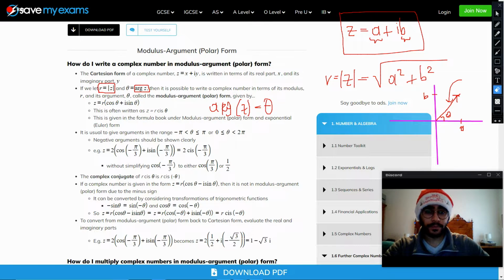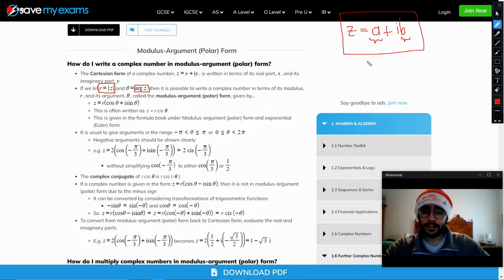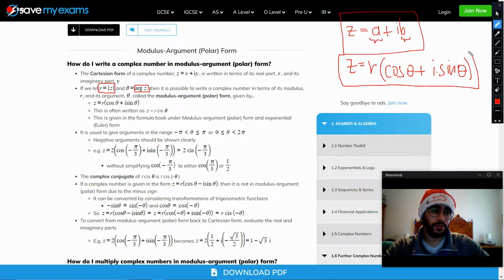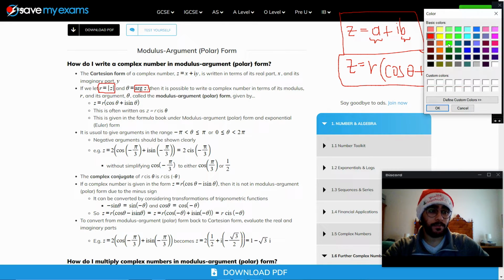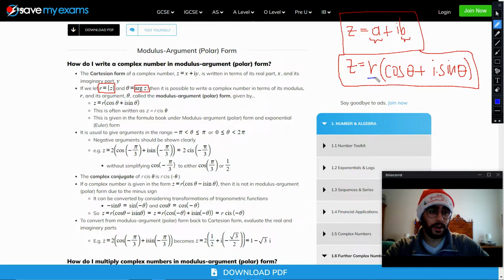Okay, so these are the two things that we need in order to be able to write our modulus argument form. And it is written in the following way. We say that z is equal to r times cosine theta plus i times sine theta. And that's all. That's our modulus argument form, or the so-called polar form. As you can see, we only need to know our modulus, which is r, and our theta, which is our argument. Okay, let's move on.